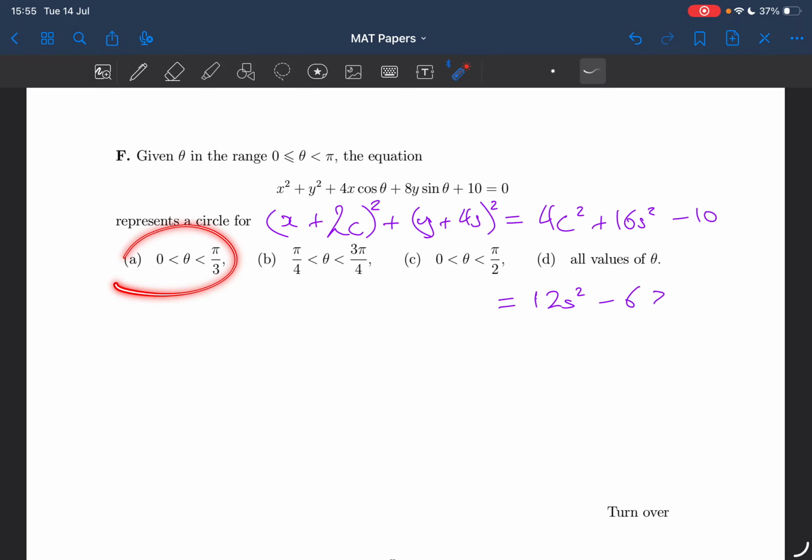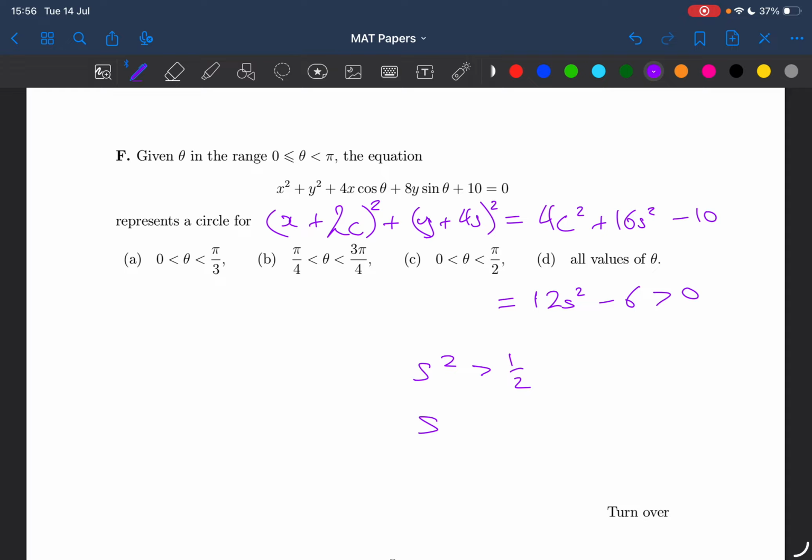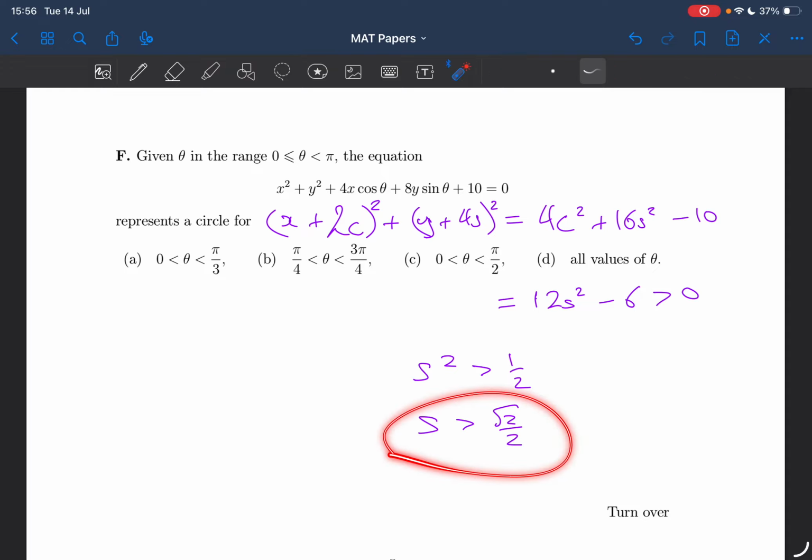Notice in here, they're not including equal to, so their definition of a circle is not one of radius 0, just by the way they've done it. It seems to be bigger than 0 in this case. So what we have is that sine squared is bigger than a half, or that sine is bigger than root 2 on 2. It would be less than minus root 2 on 2 as well, but it's between 0 and pi, so we know it's always positive.